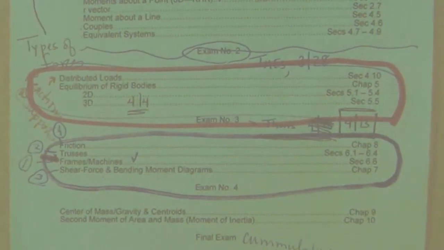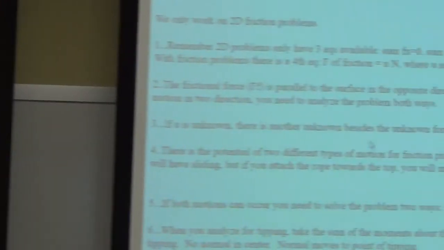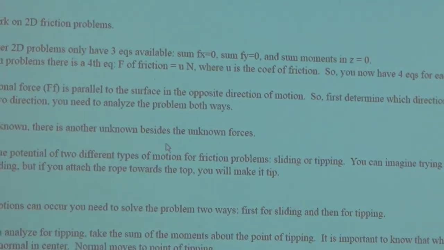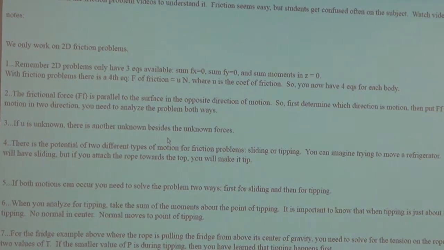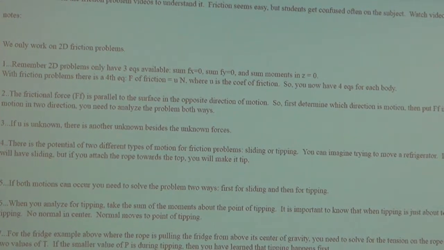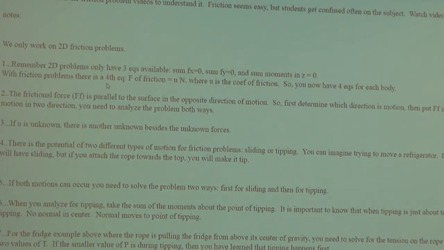Friction isn't too bad, but people do get confused by friction, so that's why I sent you the email on these 5 items. The first one says, just as a reminder, 2D problems have 3 equations, right? Sum of the forces in x, sum of the forces in y, and sum of the moments in z. With friction problems, now there's a 4th equation, right? Because the frictional force is equal to mu times N, where mu is the coefficient of friction. So you now have 4 equations for each body.